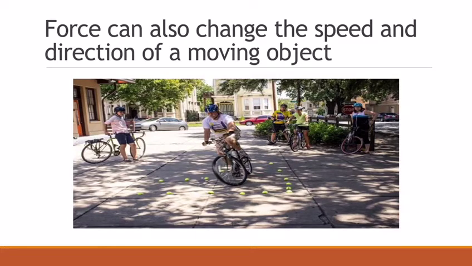Now I want all of you to think, how can we change the speed of a moving object? Pause the video and think. We can speed up the bicycle by putting more force on it through our legs. Similarly, we can slow down our bicycle by putting less force on it. We can even change the direction of the bicycle.